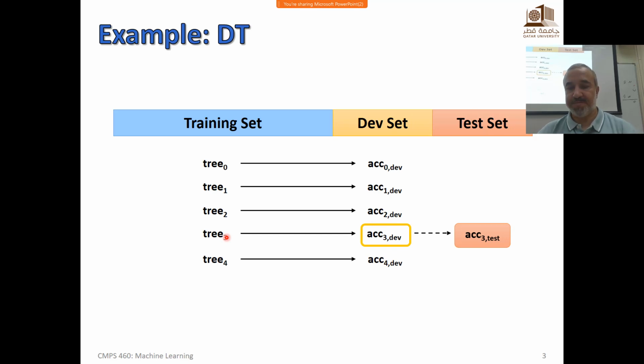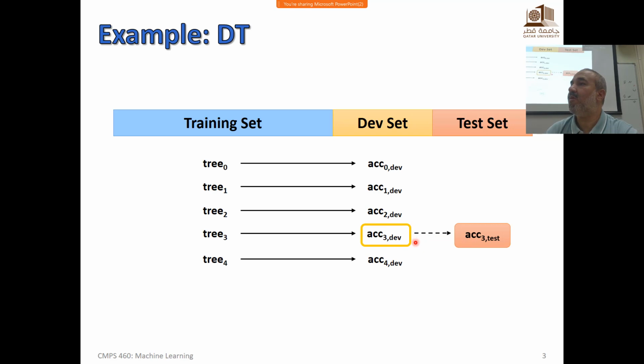Now, let me ask you a question. This accuracy is of this model, right? Right or not? And this accuracy is also for the same model or for a different model? Same model. How come that we can have two accuracies for the same model? Why not? How? Are you saying that these two accuracies are different or the same? They can be different, right? Yes. They can be different.